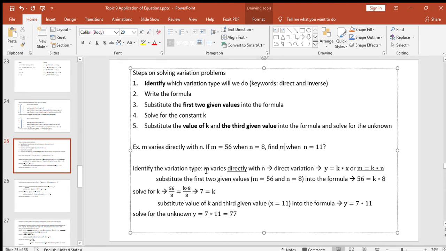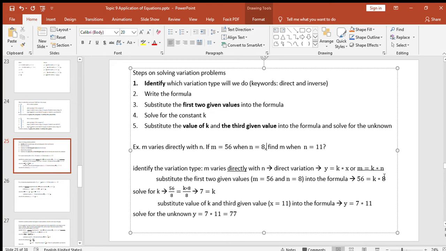If you look at this closely, it says directly, right? So it's going to be a direct variation. So that means y is equal to k times x. Or in this case, since we're using different variables, it's going to be m is equal to k times n. Now, second step is substitute the first 2 given values. In this case, m is equal to 56 and n is equal to 8 into the formula. M becomes 56, n becomes 8.